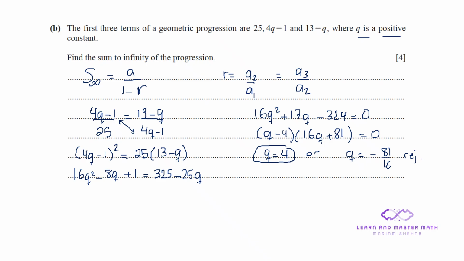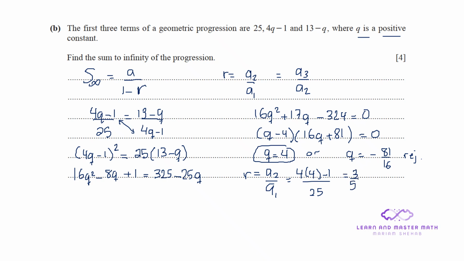Now for this Q, I'll find R. You can use any of these ratios, either A2 over A1 or A3 over A2. So R is equal, I'm going to use A2 over A1 and substitute Q by 4. So 4 times 4 minus 1 divided by 25. If you calculate this, you will get the ratio 3 over 5.